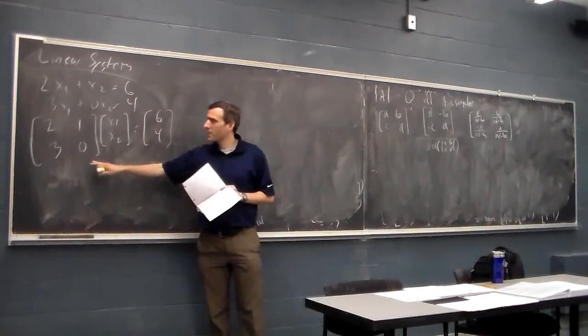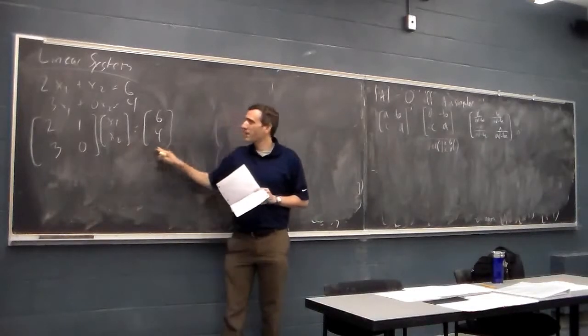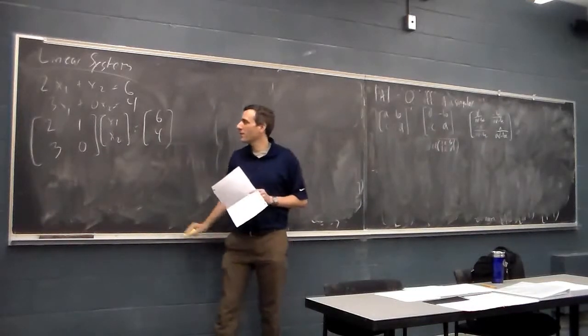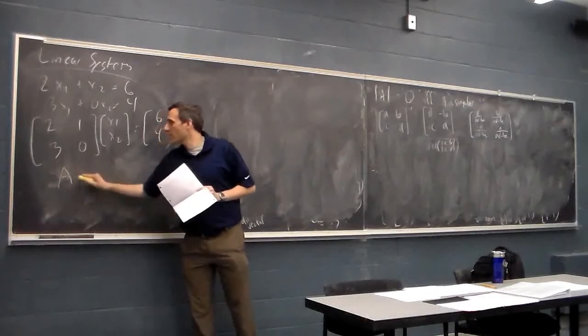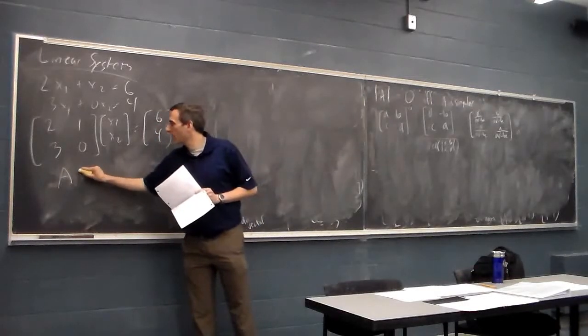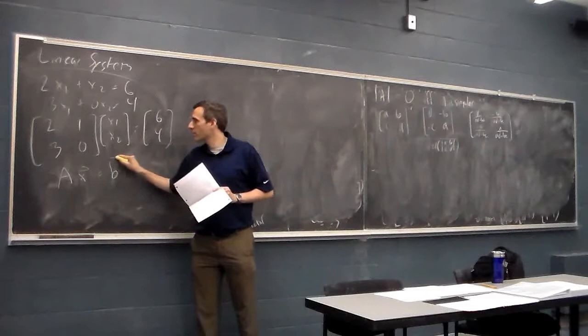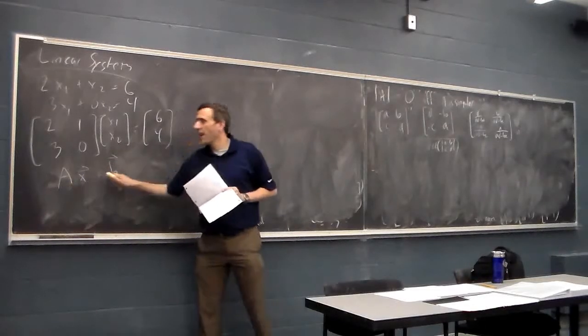And very often when we're working with linear systems, we'll get something that looks qualitatively similar to this. So we'll have a known matrix A, we'll have an unknown vector x, and we'll have a known vector b, and we'll often write these as Ax = b.